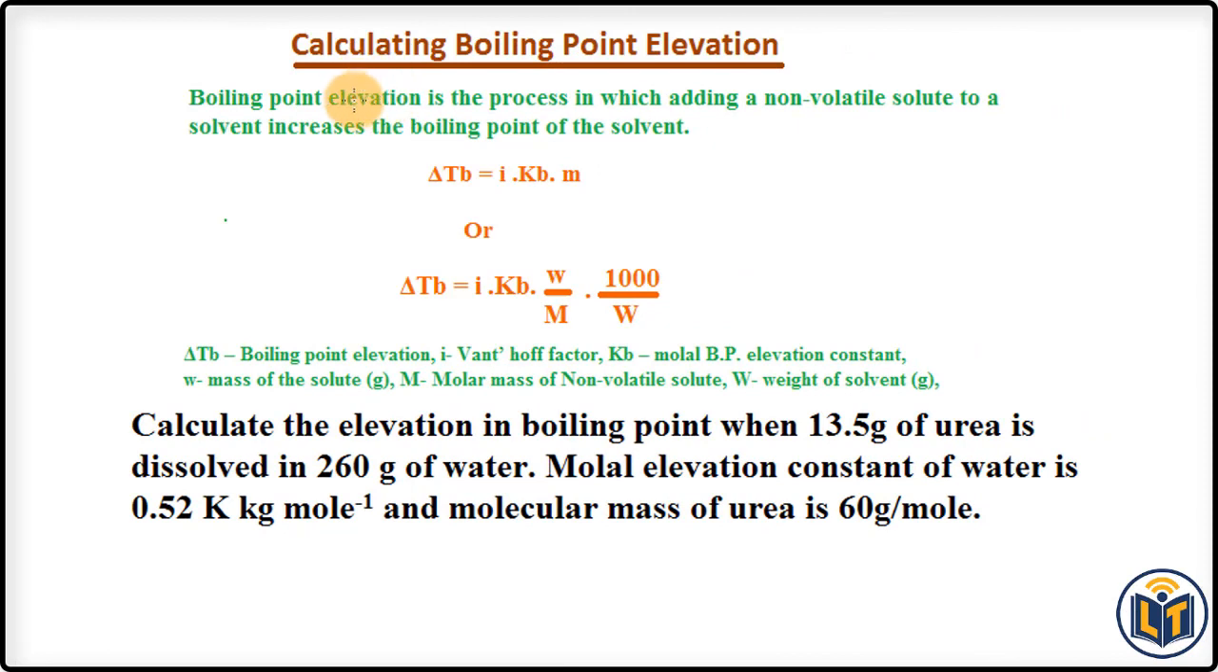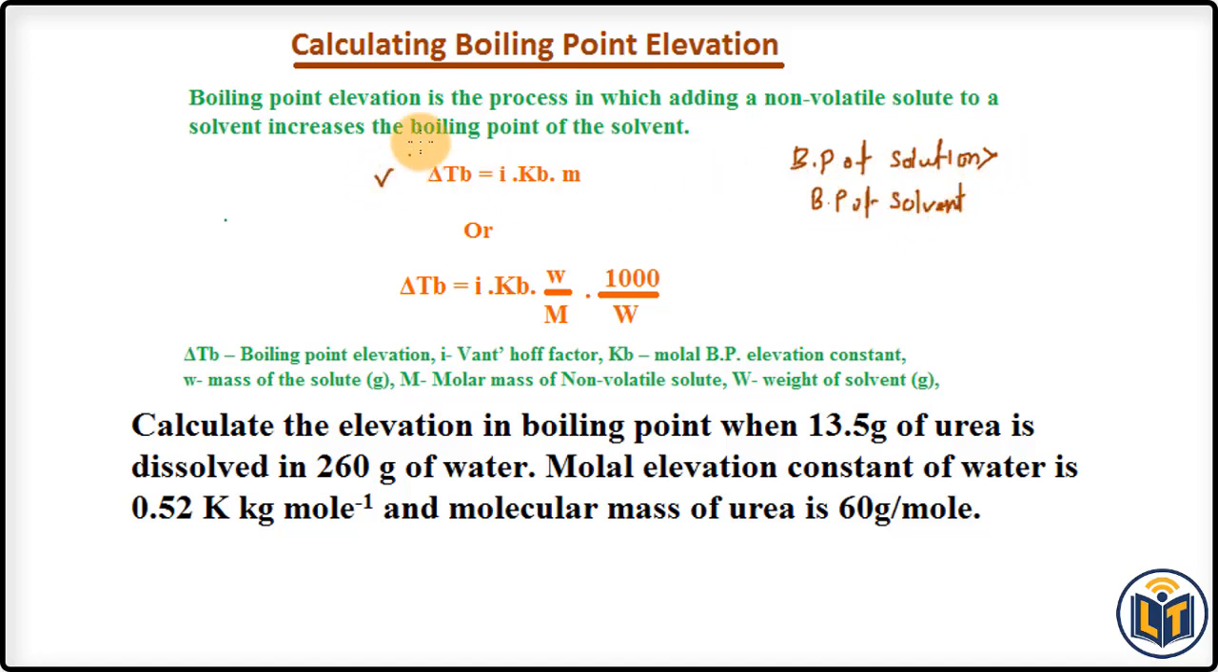Hello students, in this video I will discuss how to calculate boiling point elevation. Boiling point elevation is the change in temperature when a non-volatile solute is added to a solvent. A non-volatile solute is a solute which has very little tendency to dissociate into ions or evaporate, and when it is added to a solvent, the boiling point of the solvent increases. That's why in this process, the boiling point of the solution is always greater than the boiling point of the solvent.